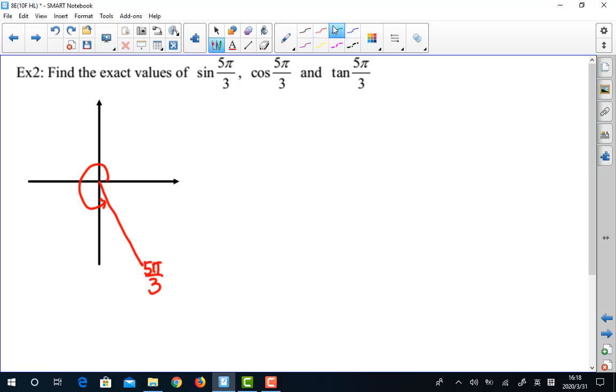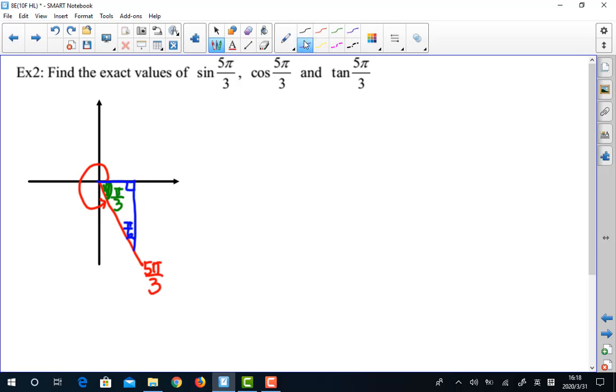Second step, let's find its reference angle. The reference angle for 5 pi over 3 should be 2 pi minus 5 pi over 3, which is pi over 3. Then I use this reference angle to form a right triangle. So this is the right triangle I can generate with this reference angle. Let's look at the angle measures in this right triangle. This one should be a pi over 6, pi over 3, pi over 2 right triangle. It's a 30, 60, 90 right triangle.